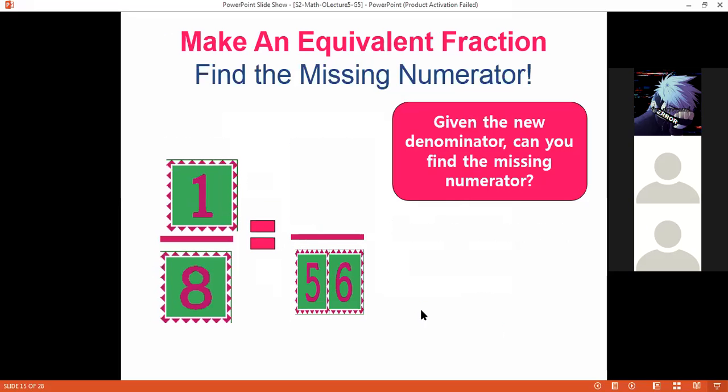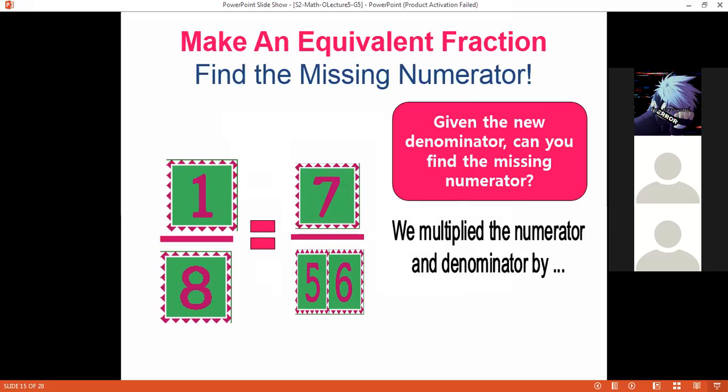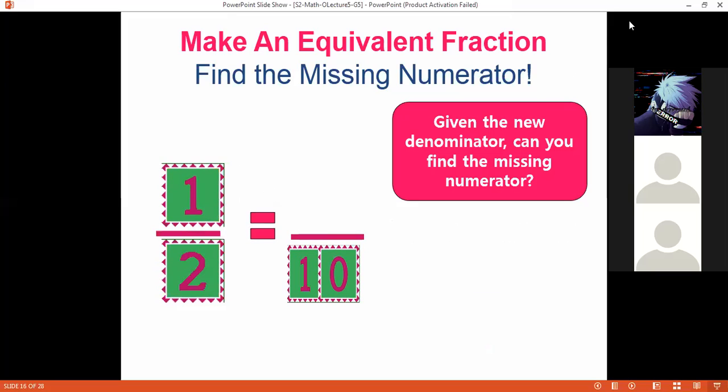Yes. Yalla Ibrahim. How did the 8 become 56? 8 times 7. Excellent. Then we need to multiply 1 by 7. What's 1 times 7? 7. It's 7 over 56. Very good, Ibrahim. Yalla, Selena. How did the 2 become 10? 2 times 5. Then I have to multiply 1 times 5, right? Yes. What's 1 times 5? 5. Excellent, Selena.